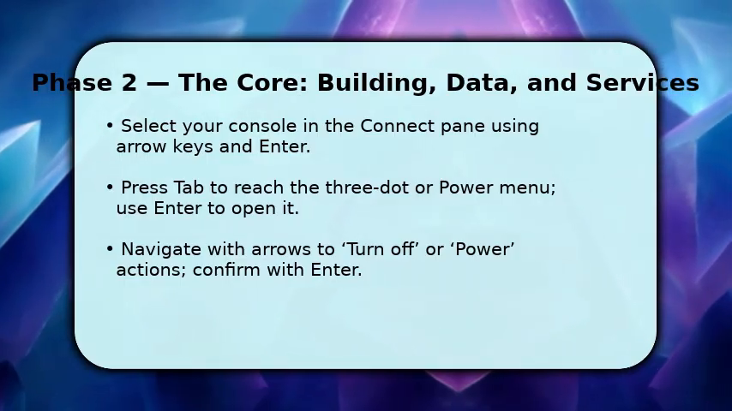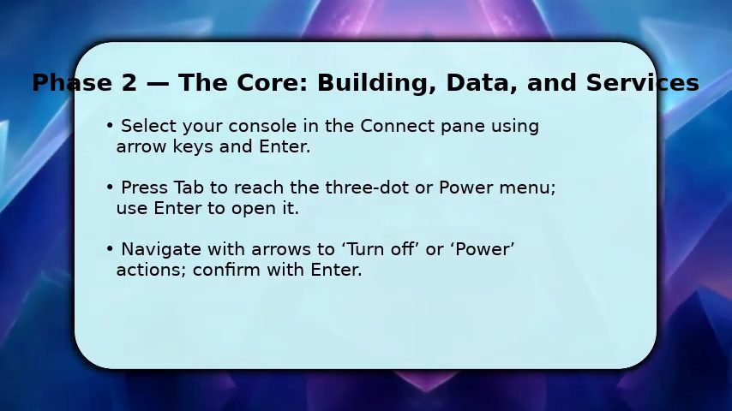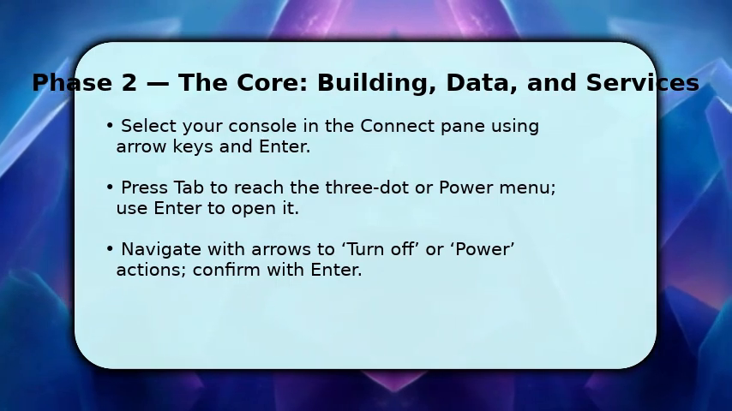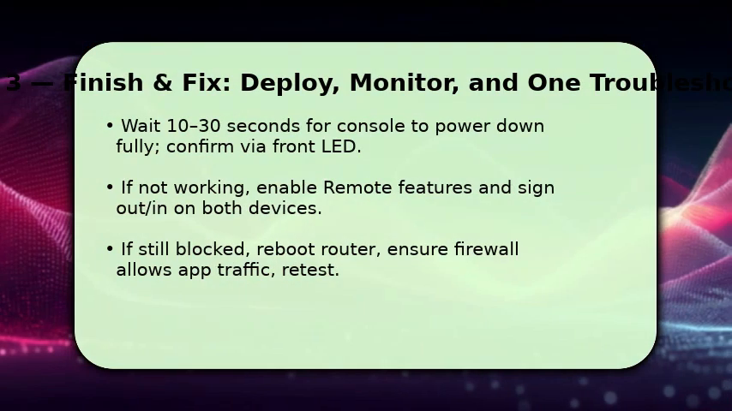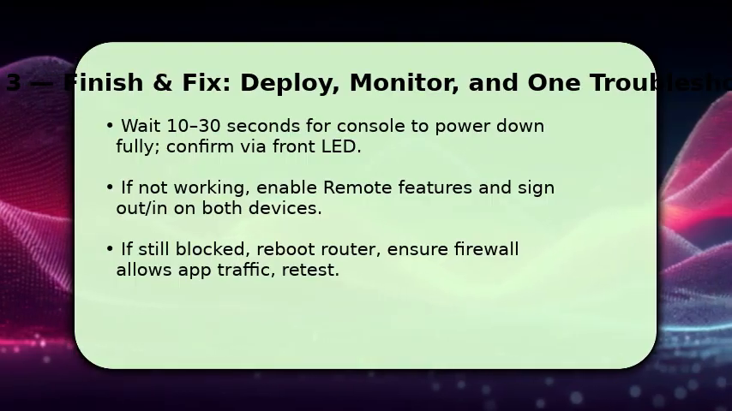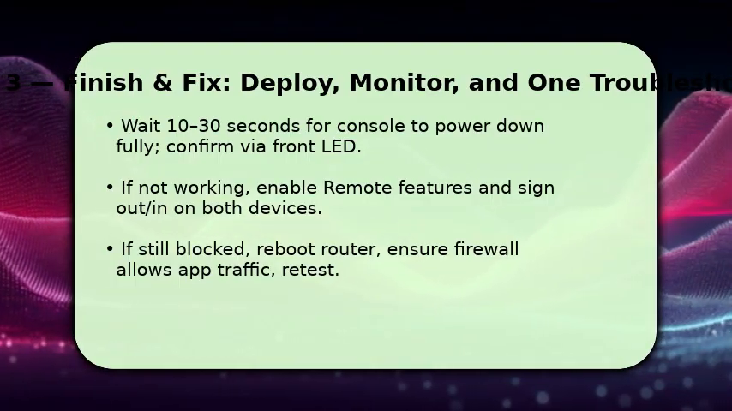The app sends the command over the network, so wait a few seconds for the shutdown to initiate. Once you select turn off, give the console 10 to 30 seconds to fully power down. Watch the front LED or TV input.